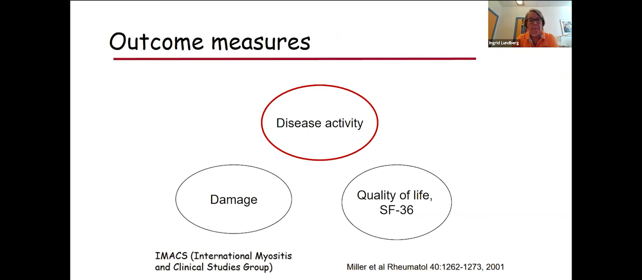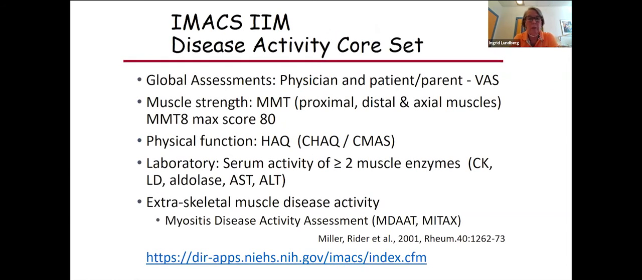What I want to emphasize when we treat our patients is the importance of measuring, and in particular in the daily clinic to measure disease activity, just as we do for patients with arthritis. And some years back, the International Myositis Assessment and Clinical Studies Group, IMACS, developed a disease activity core set. And this core set is based on 6 items.